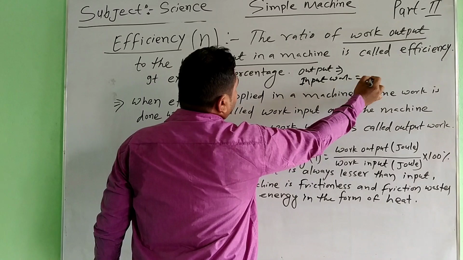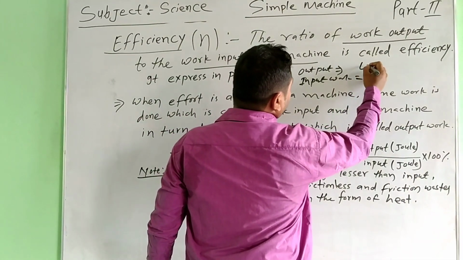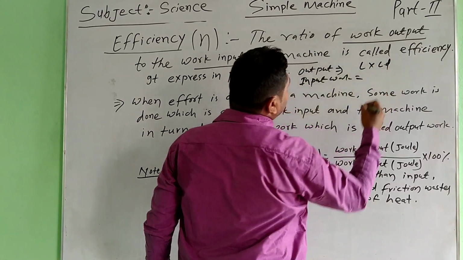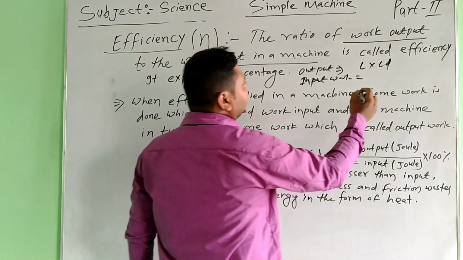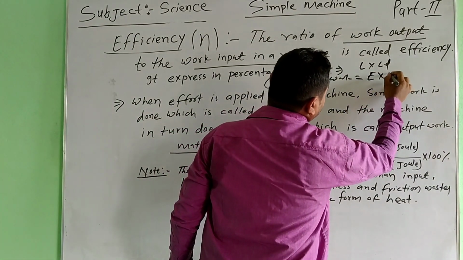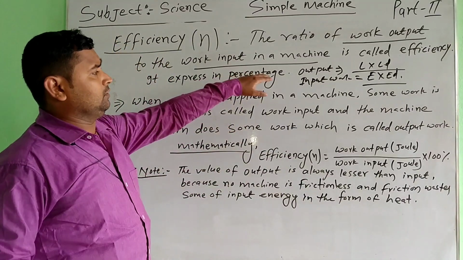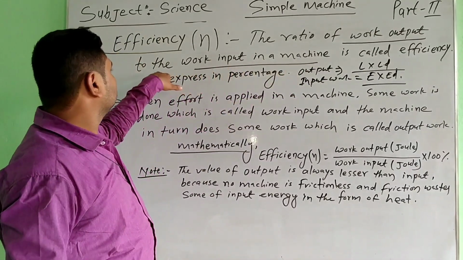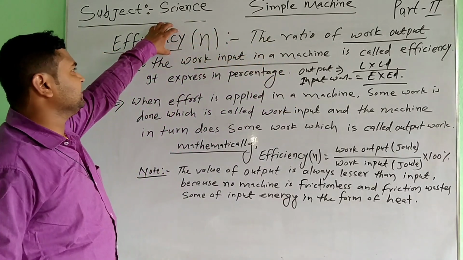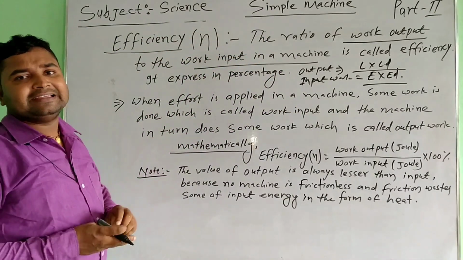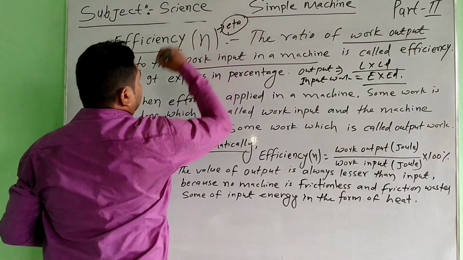Input work and output work. Output work means load into load distance, whereas input work means effort into effort distance. So the ratio of output to the input work is called efficiency. It is denoted by eta.